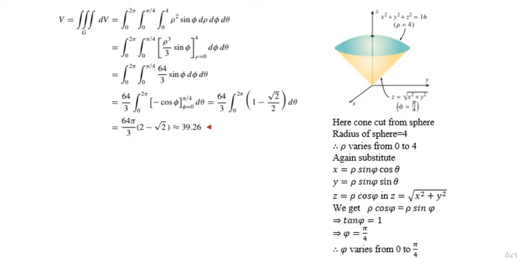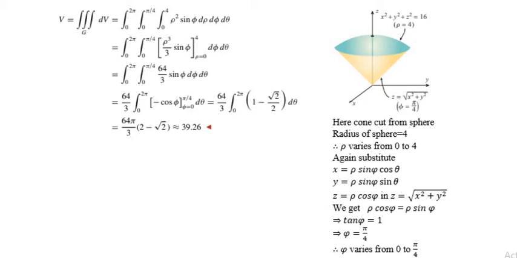We are asked to calculate the volume. So V is equal to, what is the formula for the volume? V is equal to the triple integral over G dV. So this is equal to the triple integral over G of rho squared sin phi d rho d phi d theta. So we have to check the variation of rho, theta and phi there.